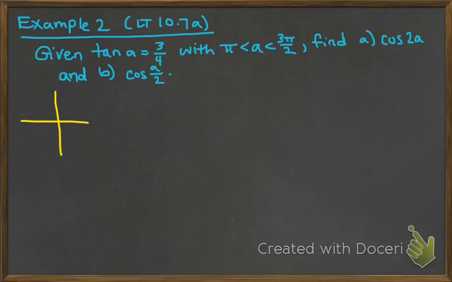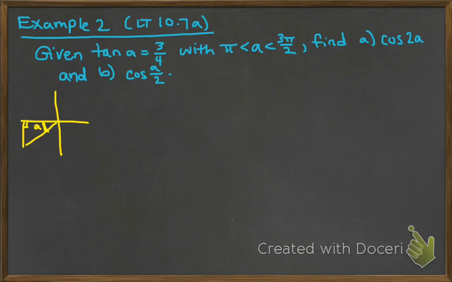So the first thing I'm going to start with is just going ahead and drawing my triangle. Since it says that a is between pi and 3 pi over 2, that means it's down here in the third quadrant. So I'm just going to use that to make my triangle. Remember, triangles always go back up to the x-axis. So there's my triangle, meaning that this angle right here, that is my a value. So that's a up there in that corner.